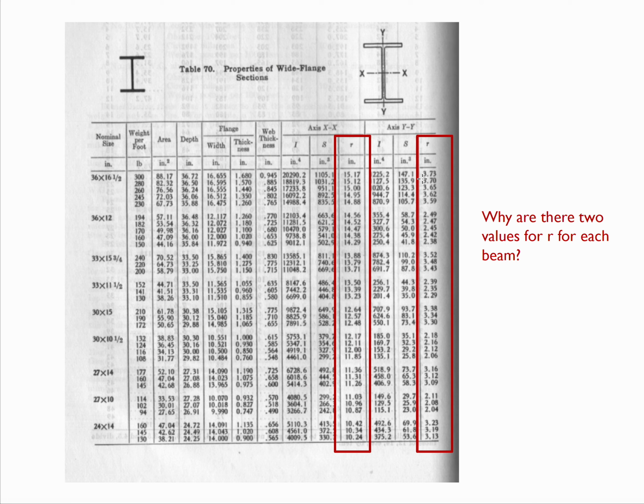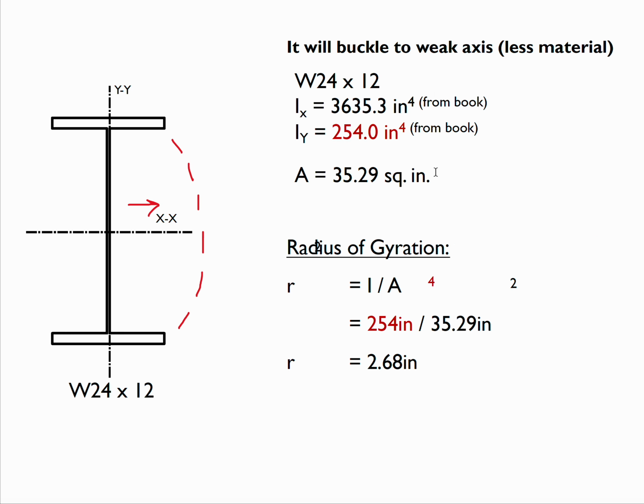Okay, and this one is a 3.73, which means that it's not going to buckle in the top side. It'll be more likely to buckle in the side to side here. We'd have to use then the lower r value. So it's going to buckle to its weak axis.